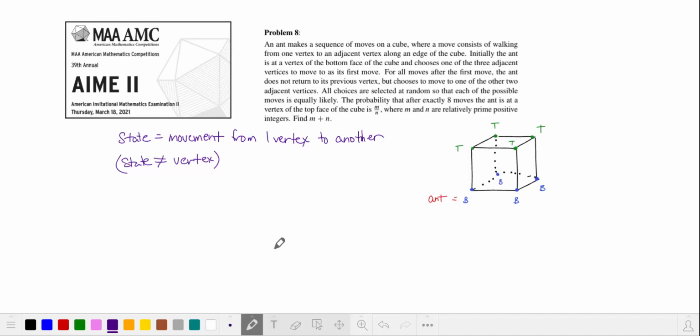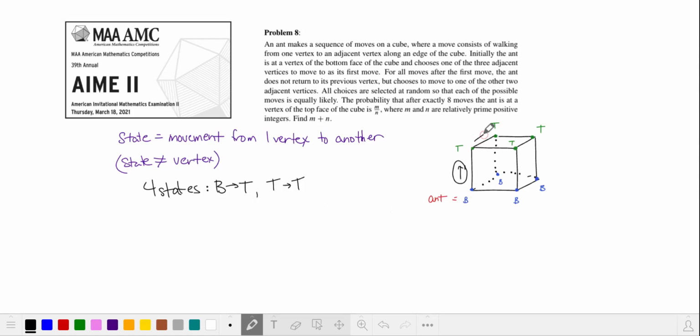We're going to solve this problem using state diagrams. Normally, we think of states as the location of the ant, either on the bottom or on the top of our cube. But for this particular problem, we're going to represent a state as a movement that an ant takes. So for example, one possible movement that the ant can take is from one of the bottom vertices to one of the top vertices. So this movement represents one state.